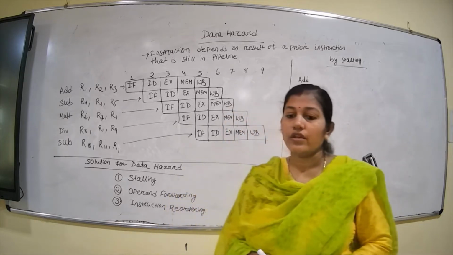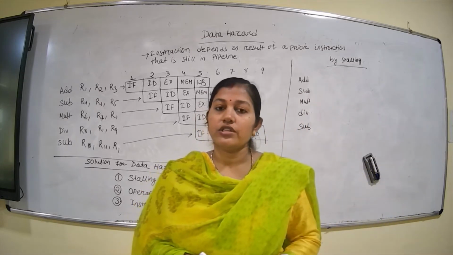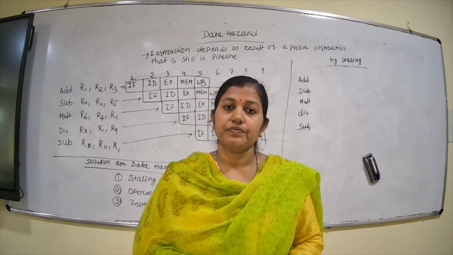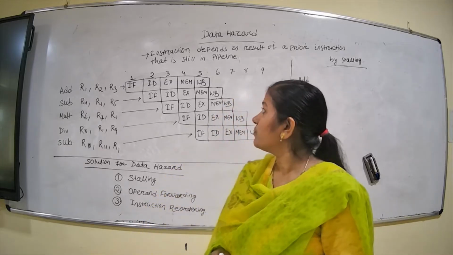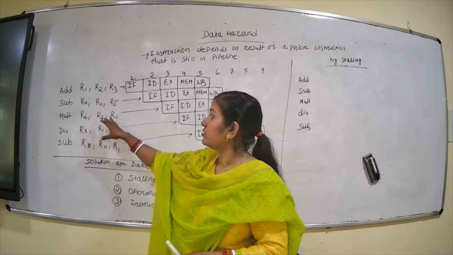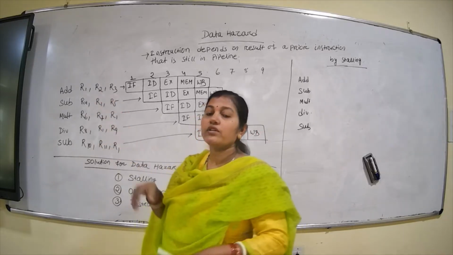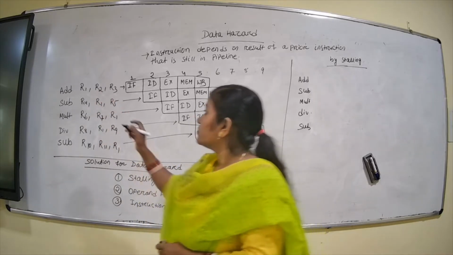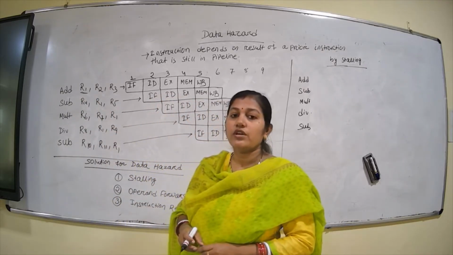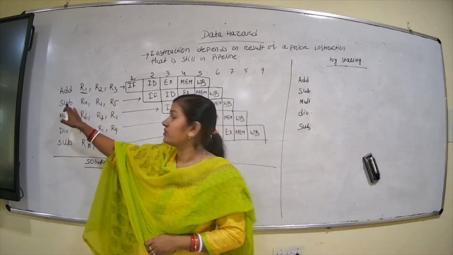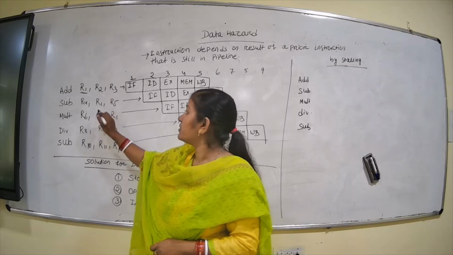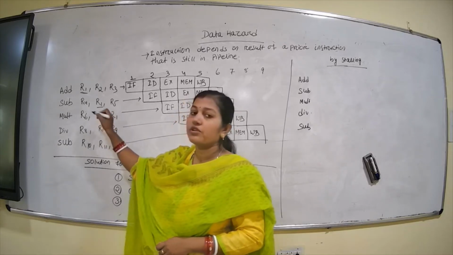A data hazard occurs when the instruction depends on the result of a prior instruction that is still in the pipeline. For example, in this set of instructions: add R1, R2, R3 means R2 plus R3 will be written into the register R1. In the second instruction, subtract R4, R1, R5 means R1 minus R5 will be written into R4.